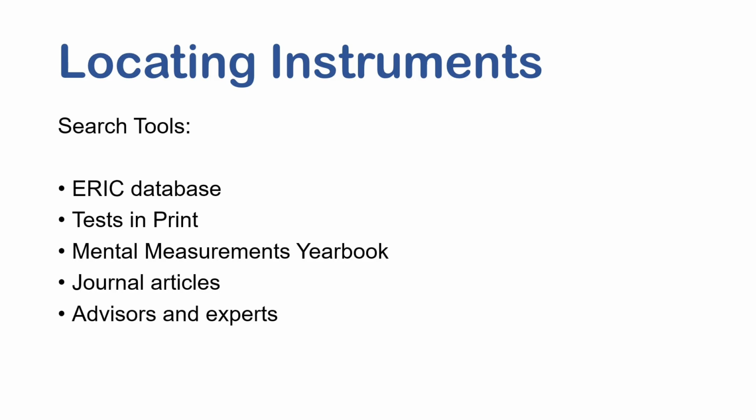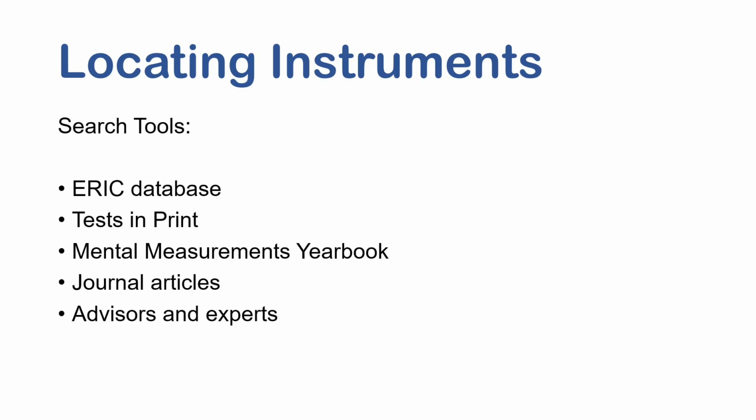Locating and evaluating instruments. After identifying the type of data needed, researchers must find or create the right instrument. Instruments may include tests, questionnaires, surveys, and checklists. Researchers can also look for instruments in the ERIC database, Tests in Print, the Mental Measurements Yearbook, published journal articles, or through advisors and field experts.